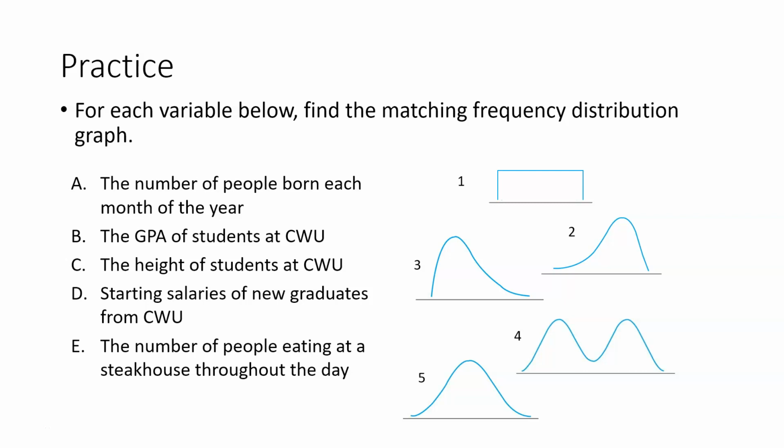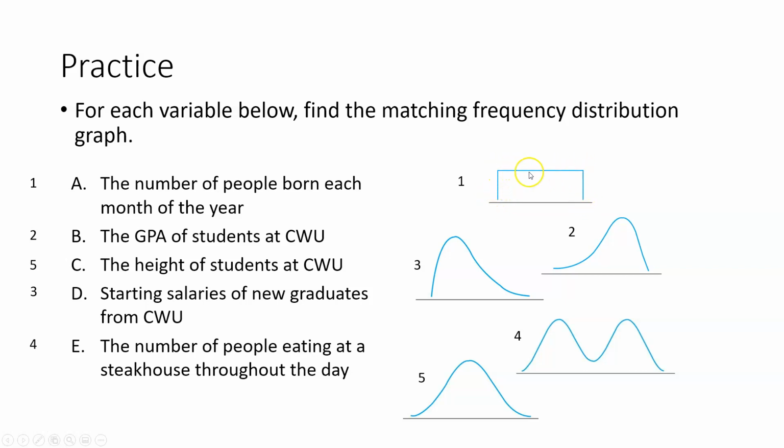Here are the answers for the exercise. The number of people born each month of the year is a uniform distribution for the most part. The same number of people are typically born in January, February, March, April, May, June, all the way to the end of the year. So we shouldn't see huge peaks or valleys.